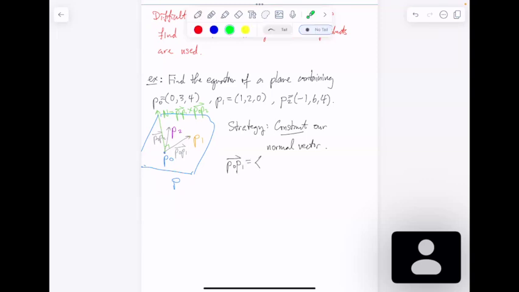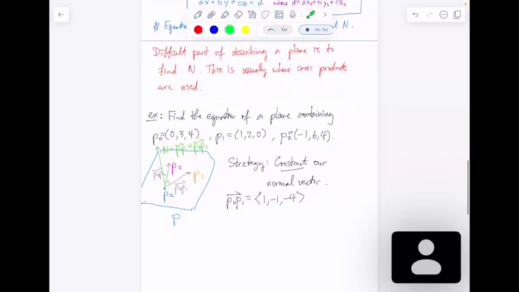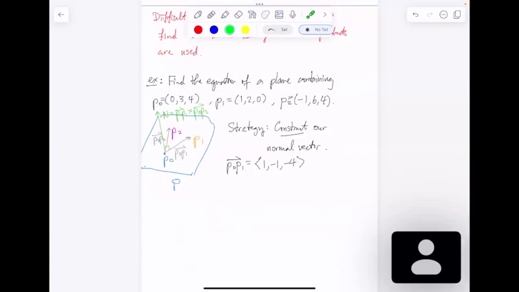So P0, P1 is the arrow from P0, which is (0, 3, 4), to P1, which is (1, 2, 0). So I could subtract: 1 minus 0, 2 minus 3, 0 minus 4. So it's going to be (1, -1, -4). Okay, similar method. A crucial thing you want to do here is, when you're evaluating the cross product, these arrows must be based at the same point. If you recall what the cross product was doing, you want to make sure that you standardize P0 here. So you evaluate P0 to P1, and then P0 to P2. As a systematic thing, it's easier to do it this way.